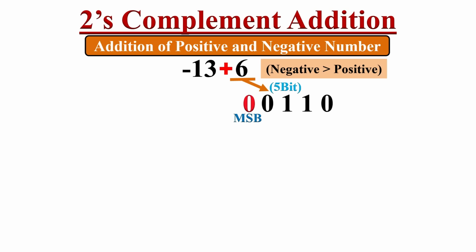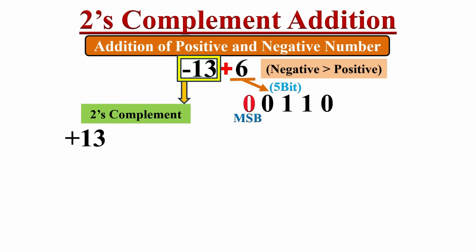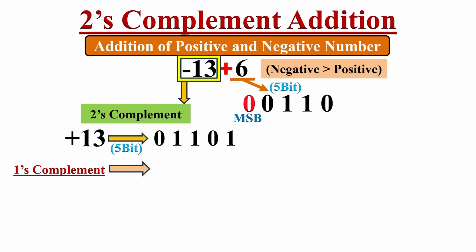Next we must find equivalent representation of minus 13. That is 2's complement of plus 13. So in 5-bit plus 13 can be represented as 01101. To find 2's complement, first we will convert it into 1's complement form. That can be done by inverting 1's with zeros and zeros with 1's. 10010 is the 1's complement representation of plus 13.